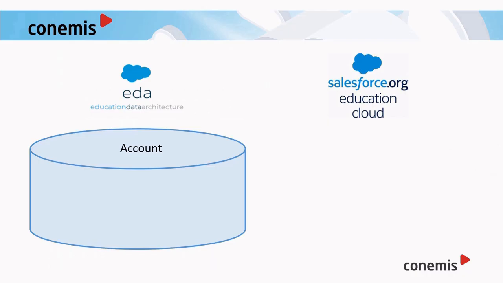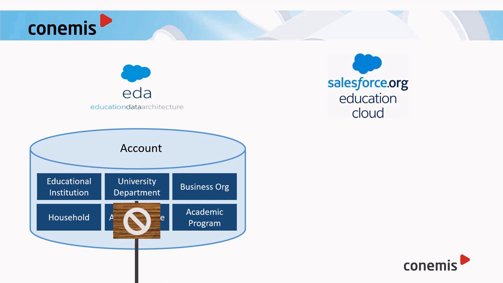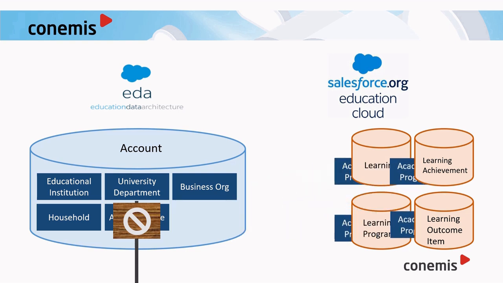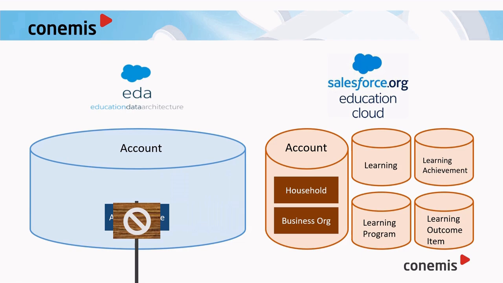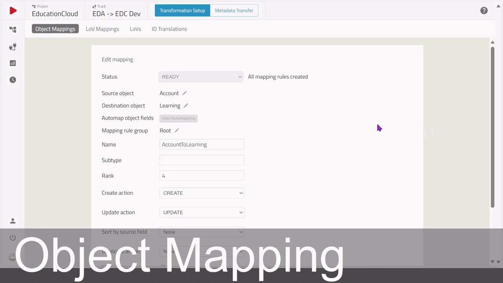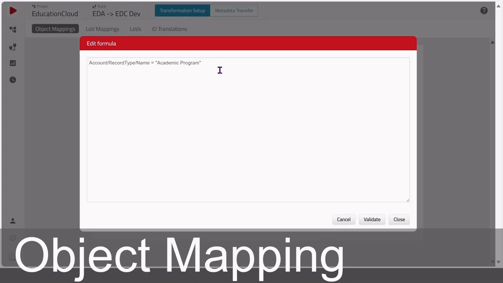The use of the account object has changed in EDC compared to EDA. In EDA, the account object manages not only educational institutions and households, but also academic programs and administrative accounts, using record types to organize these. In EDC, however, administrative accounts are no longer used due to the introduction of person accounts. Additionally, academic programs are now managed in different objects, making migration tricky as the destination depends on specific conditions. For academic programs, data may now need to be split across multiple objects based on specific conditions. To streamline this process, conemis provides formula-based object mapping, simplifying complex migrations by eliminating repetitive data extraction and loading.